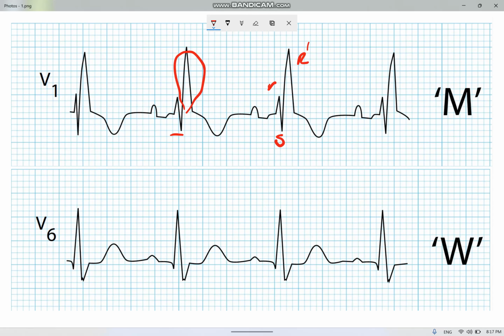In addition to QRS changes, secondary ST-T changes are also seen, with inverted T waves in the right precordial leads, but T waves are upright in the left precordial leads.